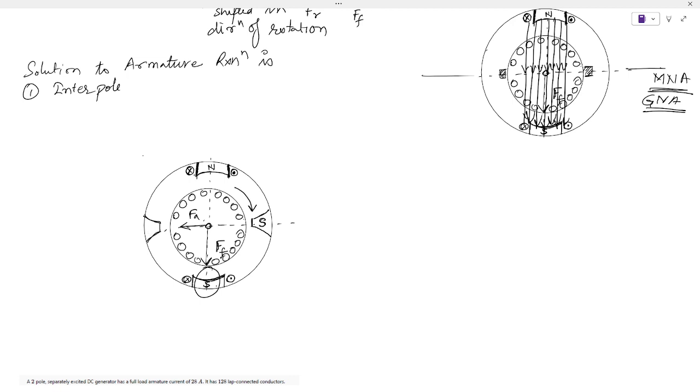And here the incoming pole is north with respect to this pole, this interpole. This is interpole 1, this is interpole 2. With respect to interpole 1, the incoming pole is north. So this interpole will develop a field this way, which I will call Fi. If we decide a suitable number of turns to completely cancel out armature reaction, what will we be left with? We will be left with only the main field, that is Ff.